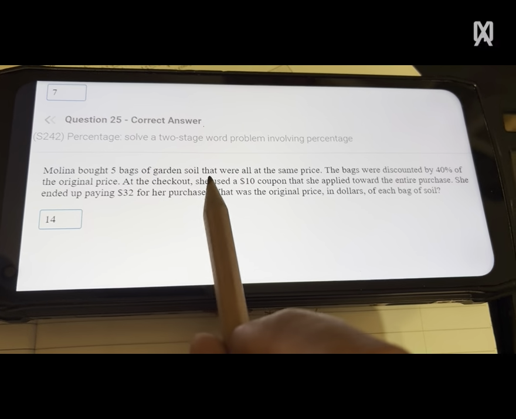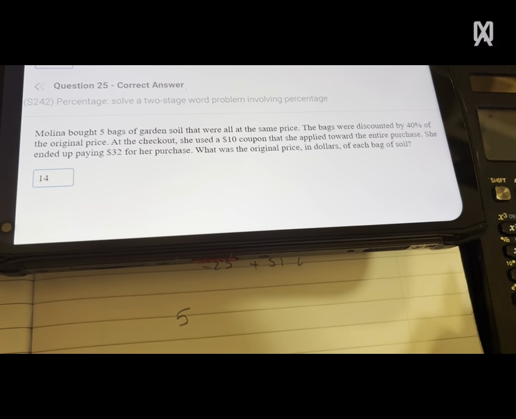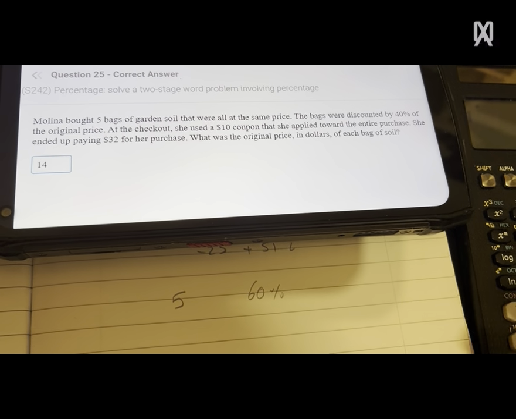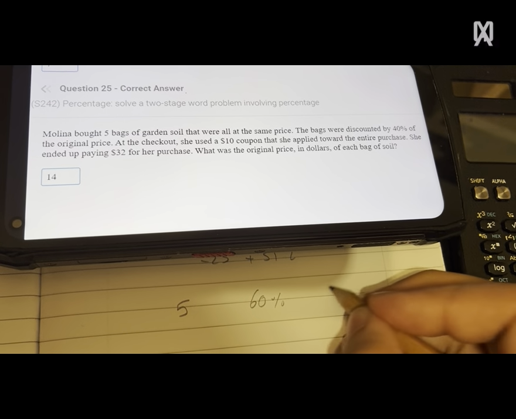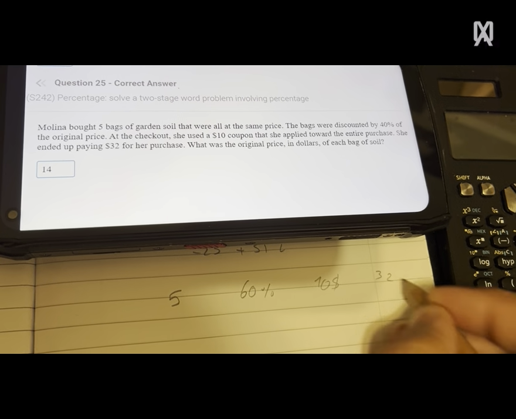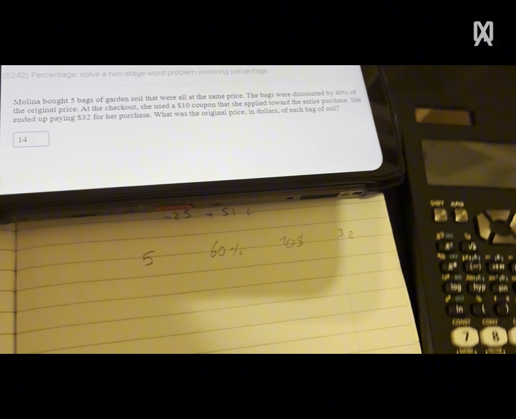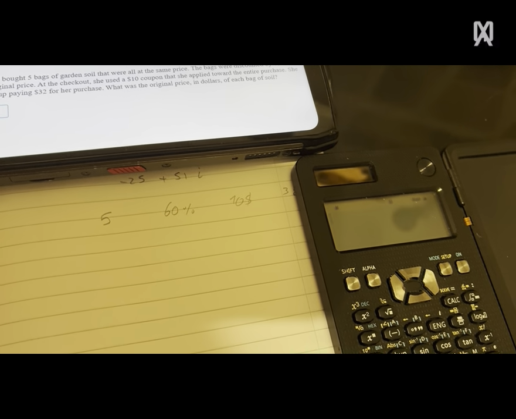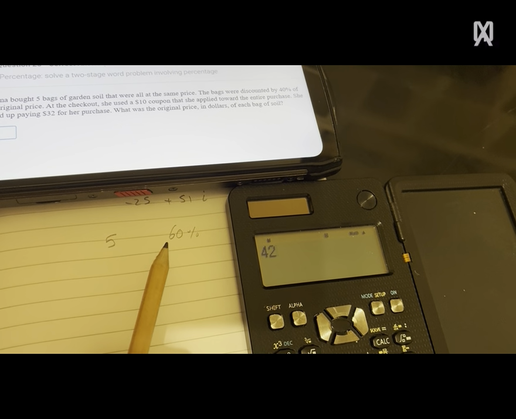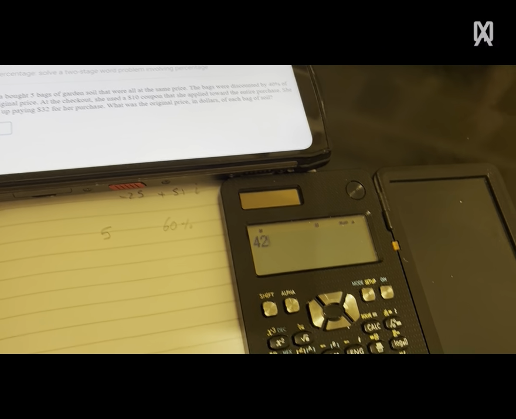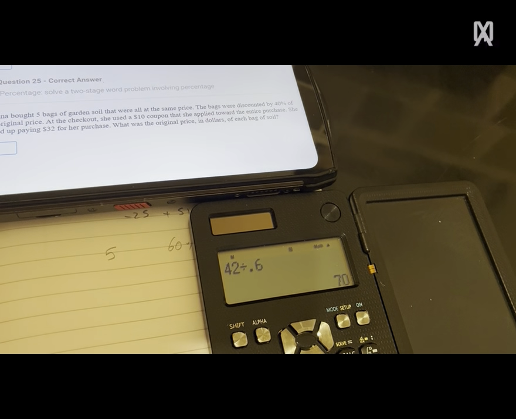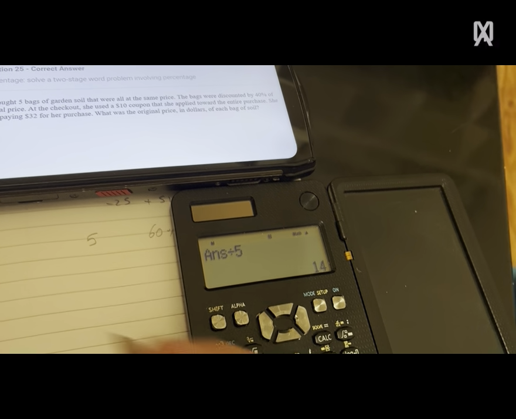This also is repeated. We are going backwards in this. So Monila bought 5 bags of garden soil, all at the same price. It was discounted 40%, so she paid 60% of the amount. And she used a coupon of $10 discount. She finally paid 32. So I will go backwards. She paid 32, and after a discount of $10 coupon, she was supposed to pay $42. This $42 was discounted 40%, so she paid 60% of that amount. So I will divide by 0.6. This is the amount that she should have paid for the 5 bags. So each bag cost, divided by 5, $14.